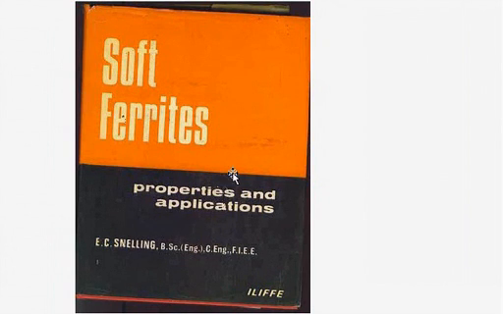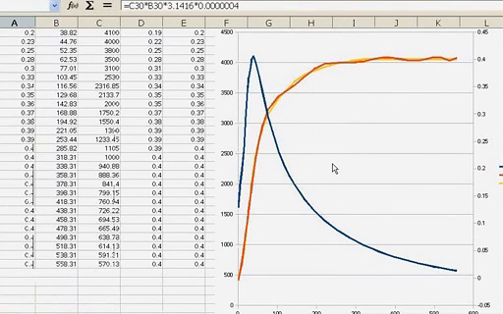So I had two independent references. Actually, there are a few more graphs in the Snelling book than there were on the Ferroxcube company's data sheet. So I was able to get the properties that I needed out using those two references. And I'll show you very simply how I did it here.